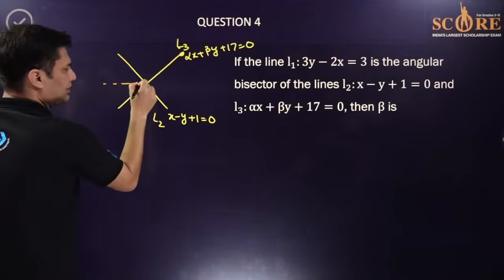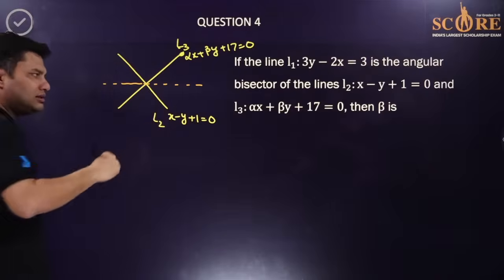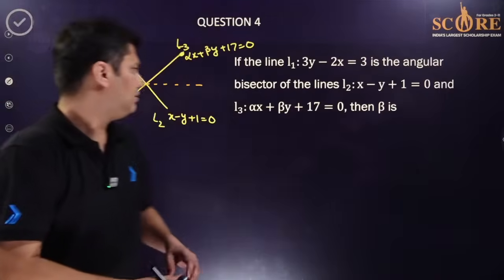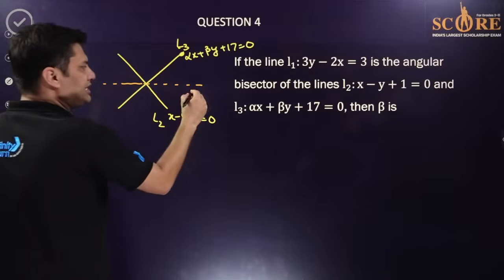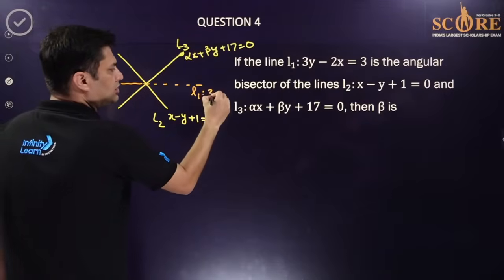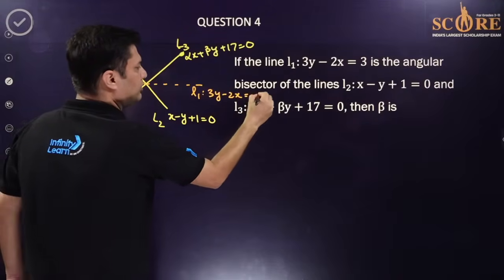So this is the angle bisector, let's say. These are two angle bisectors. It can be any angle bisector, like acute angle, obtuse angle, whatever. Well, there are two angle bisectors always. So this is L1, which is 3y minus 2x is equal to 3.